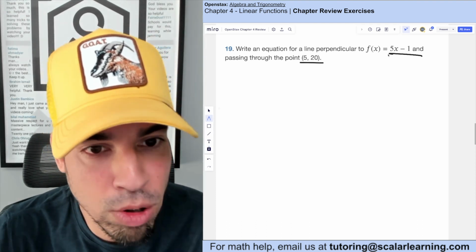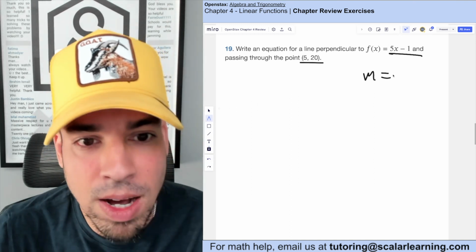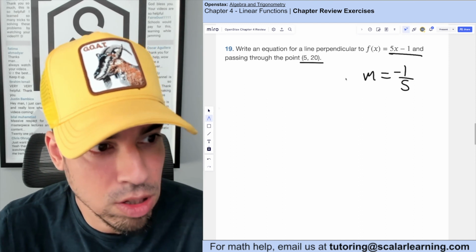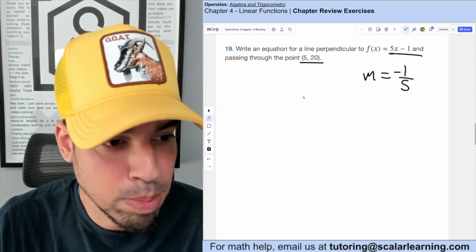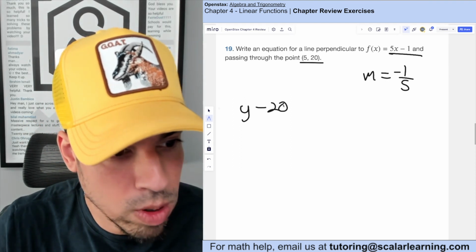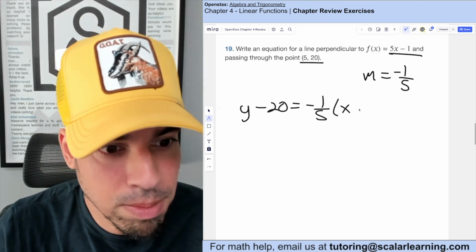Write an equation for a line perpendicular to this and passing through the point (5, 20). So first of all, if it's perpendicular, the slope is going to be the opposite reciprocal of 5. Reciprocal of 5 is 1/5. Opposite means we negate it. So we got our slope. And then we got this point that it's passing through. So I'm going to use point-slope. So I got y minus the y value 20 equals that slope of negative 1/5 times x minus that corresponding x value of 5.